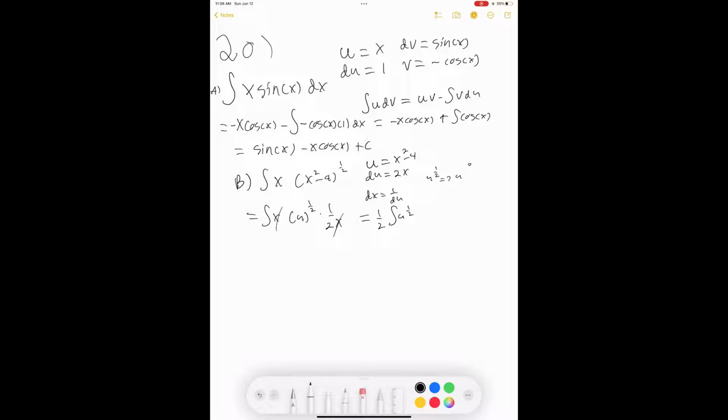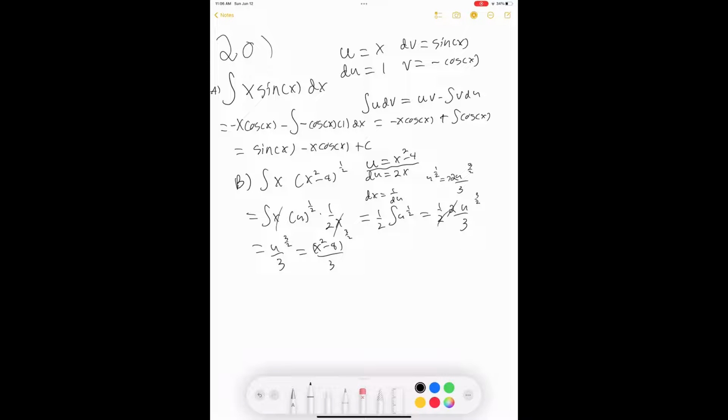U to the 1/2 is just going to go to u to the 3/2 over 3/2. And when we multiply that by 1/2 and substitute in back for u, we're going to get x squared minus 4 times the square root of x squared minus 4, right? Because something to the 3/2 is the same thing as saying its regular self times the square root, right?